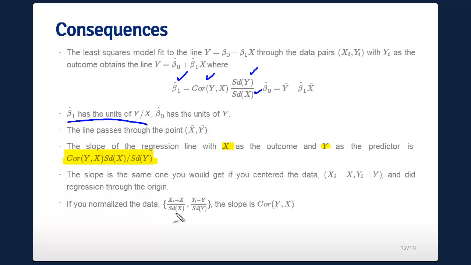If you normalize the data, not just center it but also scale it so that it has mean 0 and variance 1, then your regression slope is nothing other than the correlation. The resulting centered and scaled random variables have standard deviation 1, so the formula would work out to just be the correlation.